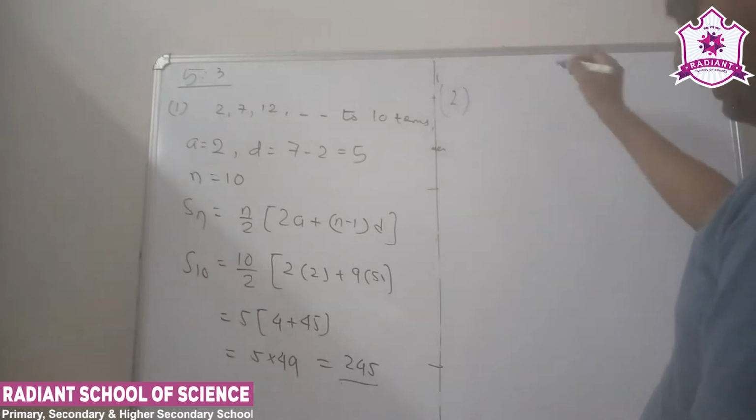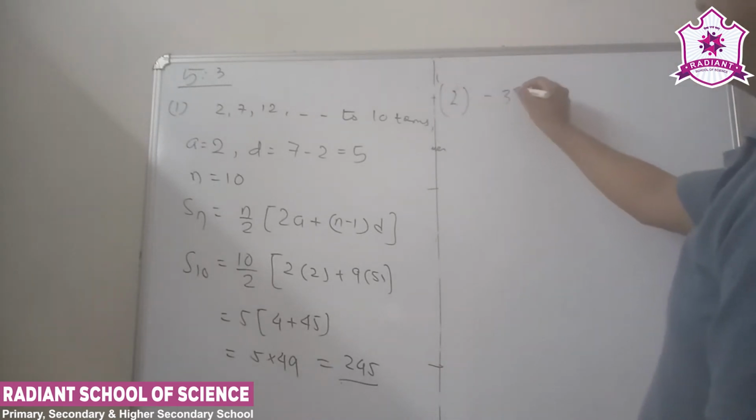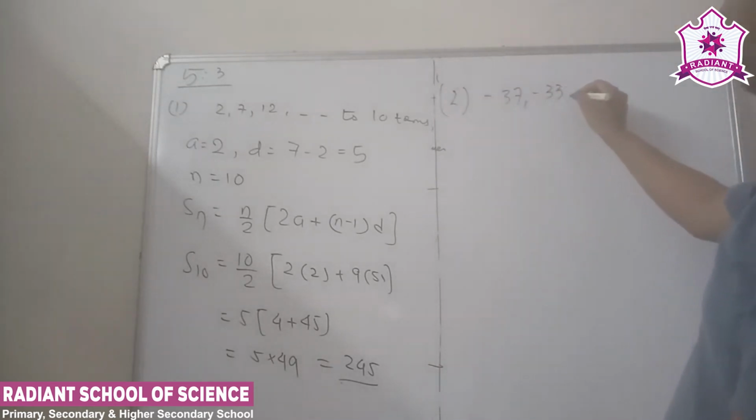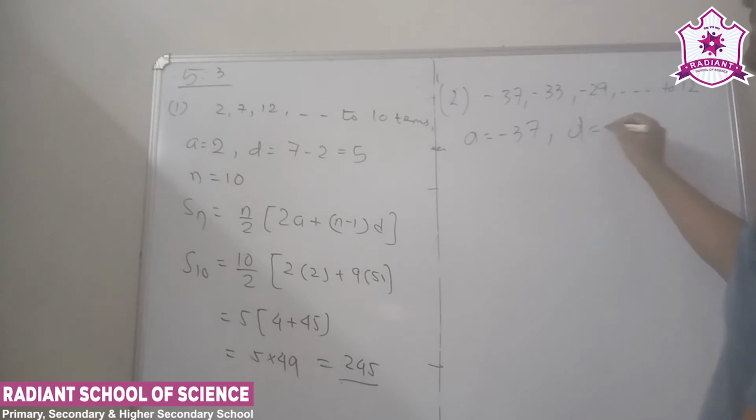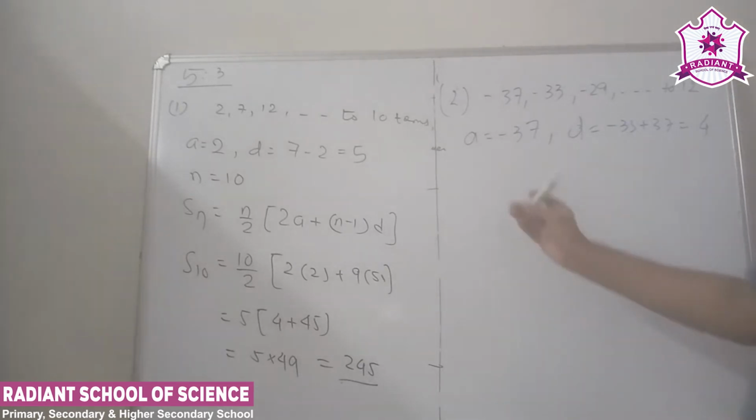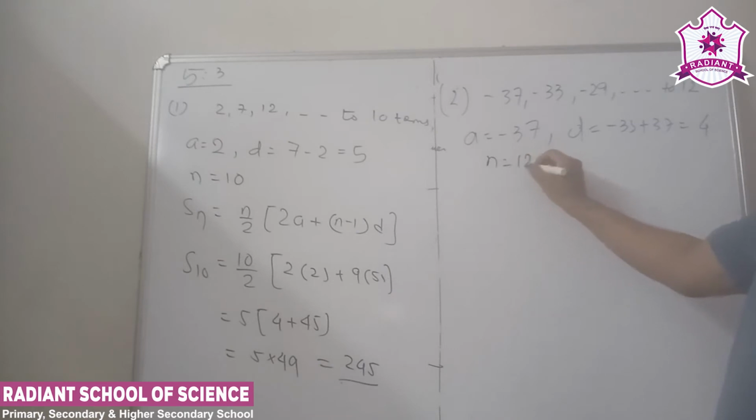Okay, the next one. First of all, minus 37, minus 33, minus 29 and so on, up to 12 terms, right? So here A is equal to minus 37, D is equal to second term minus first term. So we got plus 4, right? Understand? Okay. So find the sum of 12 terms. So here n is equal to 12.